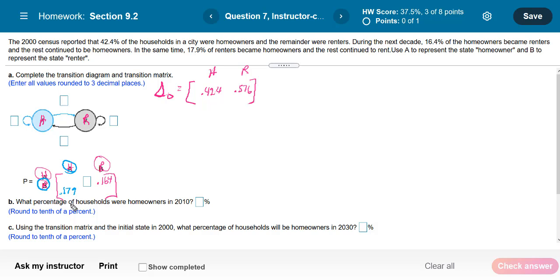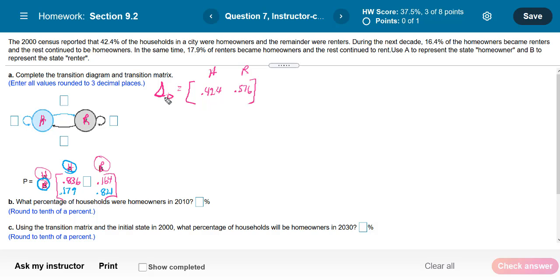Now in the first row, if 16.4% are homeowners that went to renters, then the rest would be 1 minus that, or 83.6%. And likewise, if the renters to homeowners is 17.9, then the renters to renters would be 1 minus that, or 82.1. And so there's our transition matrix and our initial state matrix, which we will need to answer the remaining questions.